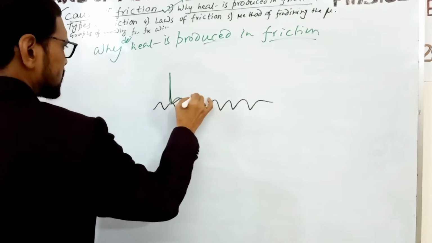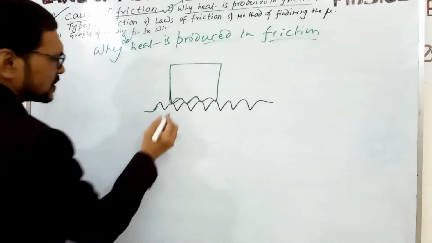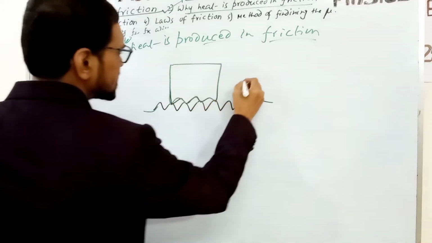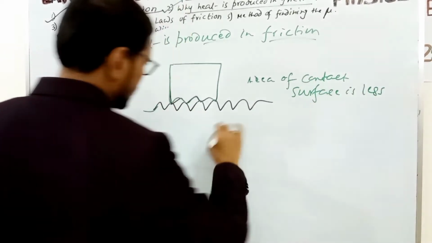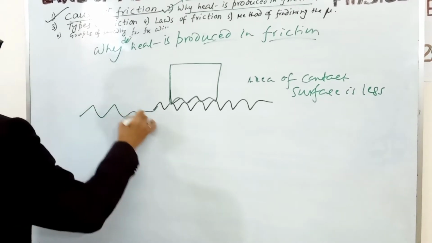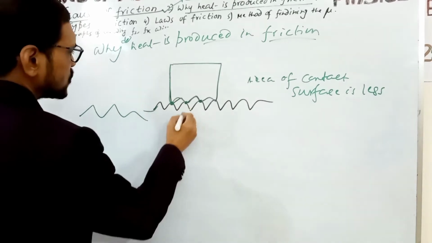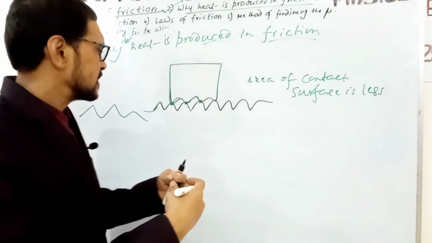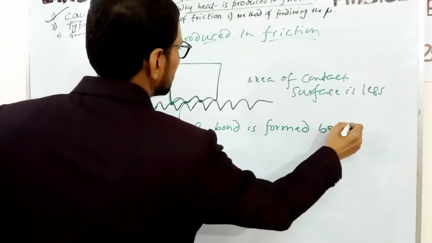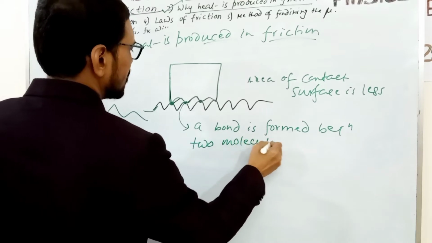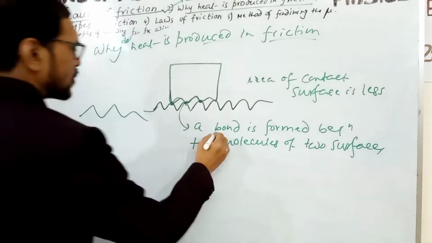Suppose this body is kept on this surface. That is the contact surface. The area of the contact surface is less, though in the real case the surface area is more. Now two molecules of each surface are very close to each other, so a bond is formed between two molecules of the two surfaces.